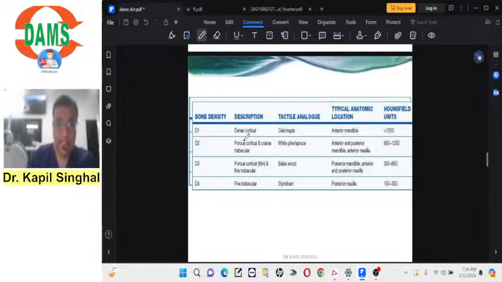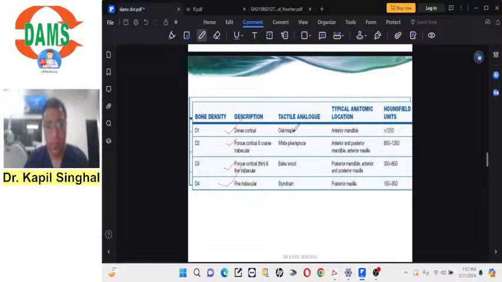First thing is D1 is pure cortical bone. There is no cancellous bone in between. This is pure cortical bone. D2 is porous cortical and some trabecular, means most of the bone is cortical and there is some bone that is trabecular in between. D3 is thin cortical and mostly trabecular, and D4 is the softest bone that is mostly trabecular.